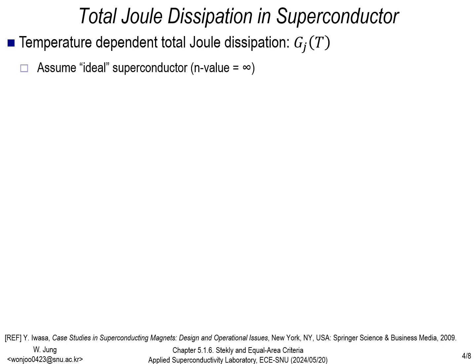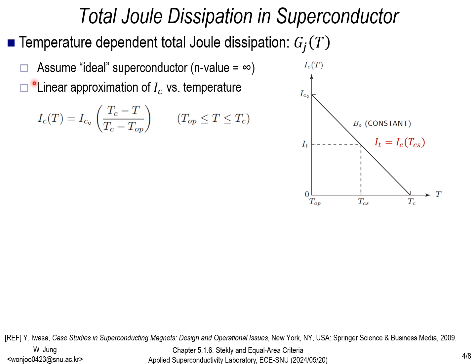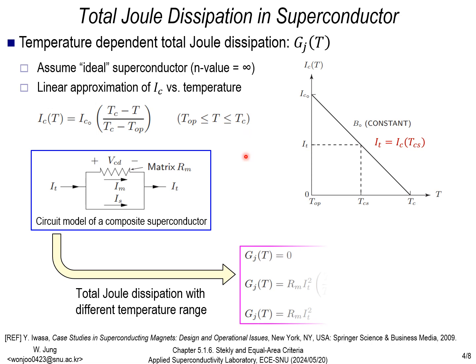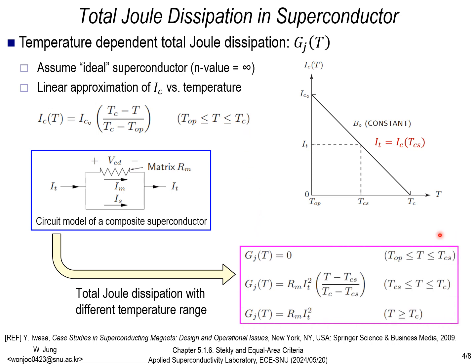Let's assume an ideal superconductor with an infinite index value, for simplicity. The total joule dissipation in a superconductor, which is temperature dependent, plays a critical role in determining its stability. Here, we assume the critical current changes linearly with the temperature and derive the total joule dissipation at each temperature range.